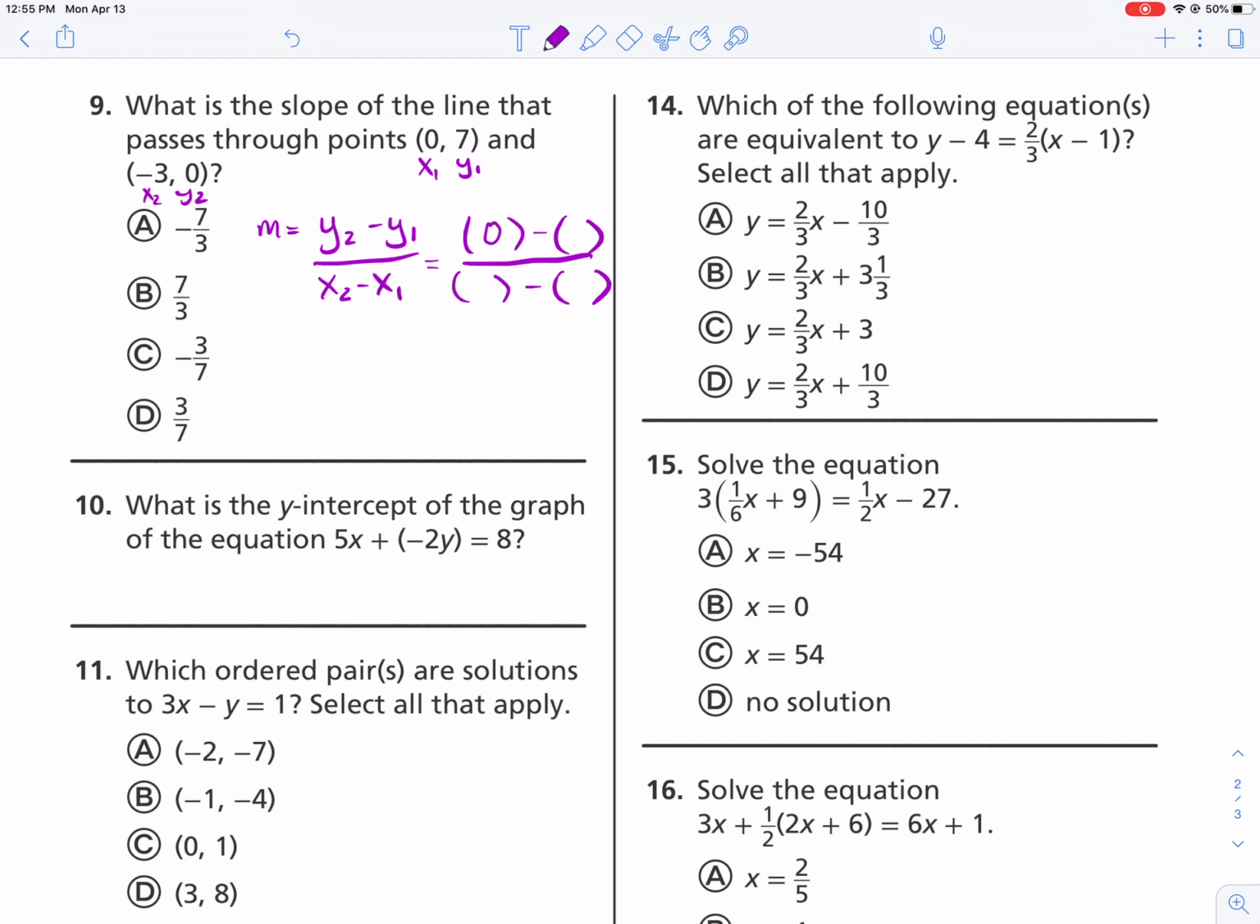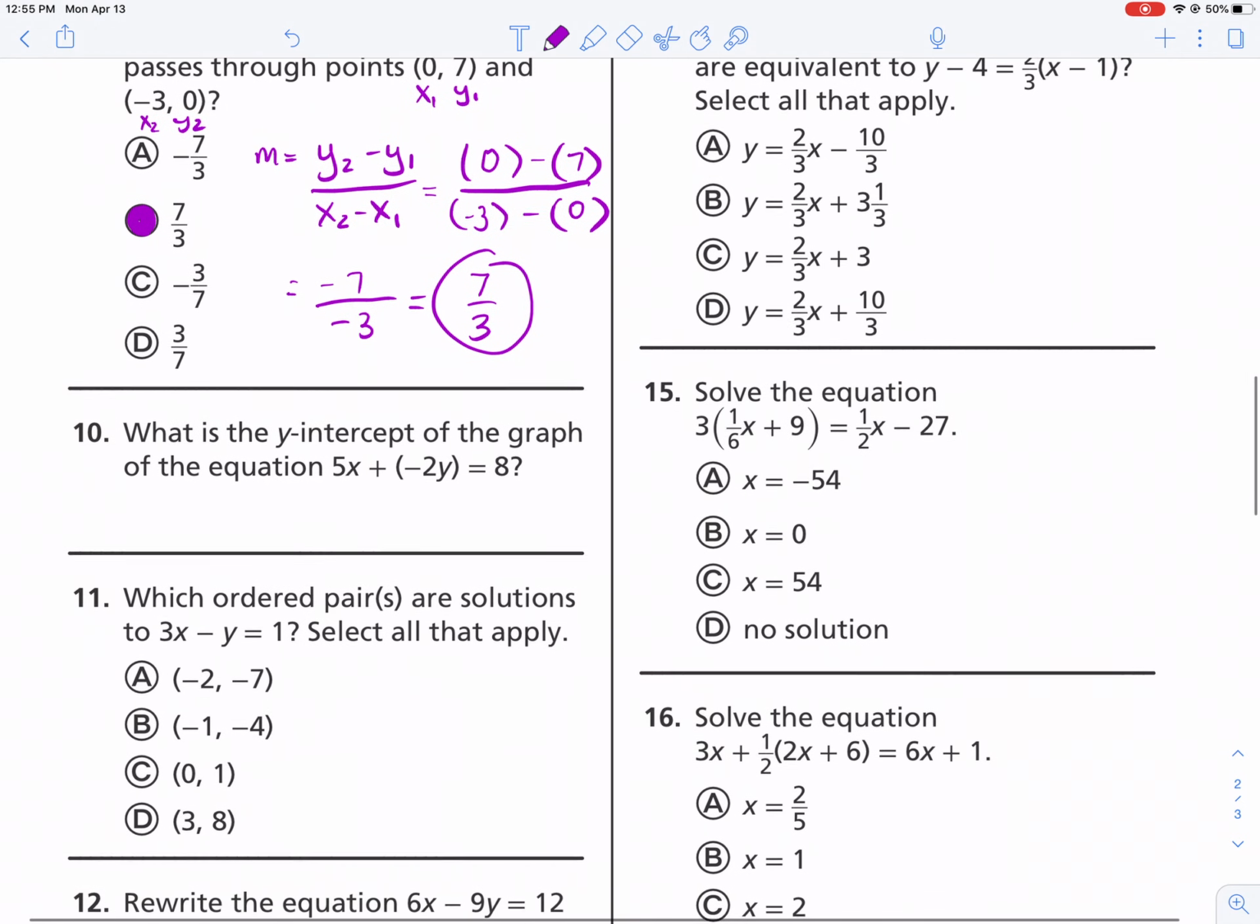So our y2 is 0, our y1 is 7, our x2 is negative 3, and our x1 is 0. So 0 minus 7 gives us negative 7 on top. Negative 3 minus 0 gives us negative 3. So we end up with a negative over a negative, which gives us a positive 7/3. So we end up with B.